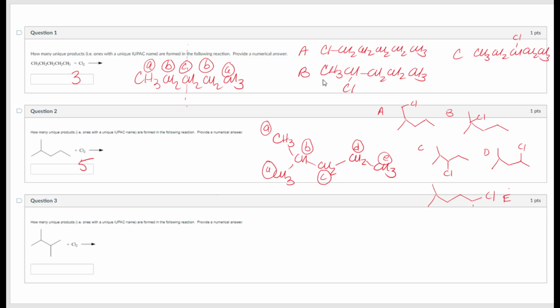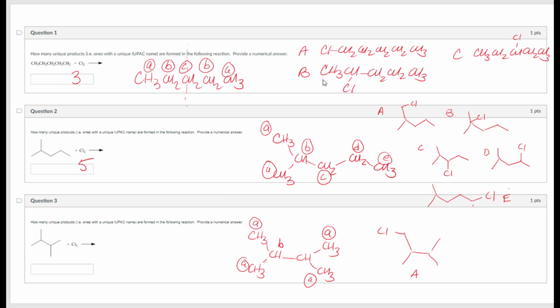Okay, and then for question 3, there's actually a symmetry to this molecule, so that it turns out that all of the CH3s would give the same product, which I could call A. And so if I'm writing out the line bond structure, they would all give this product, which would be 1-chloro-2,3-dimethylbutane. So that would be product A. And so all of these CH3s are A's.